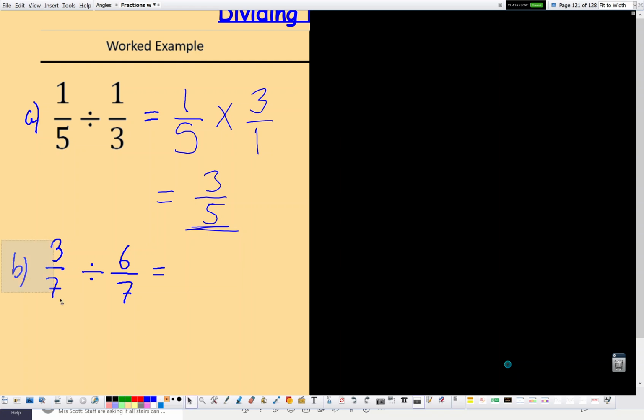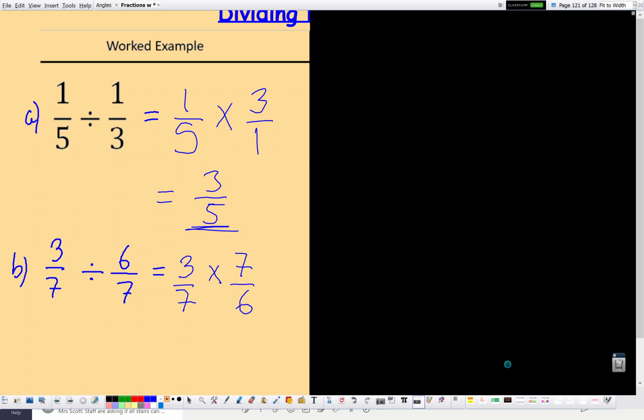So the next one, please write it down. It's 3/7 divided by 6/7. So the first fraction never changes. Write down 3/7. First thing never changes. What does change is we change the second thing to a times, and we flip the second fraction upside down. We take the reciprocal of the second fraction. So 6/7 becomes 7/6.